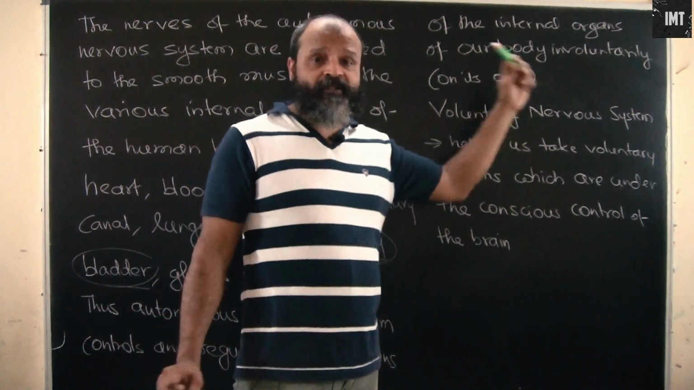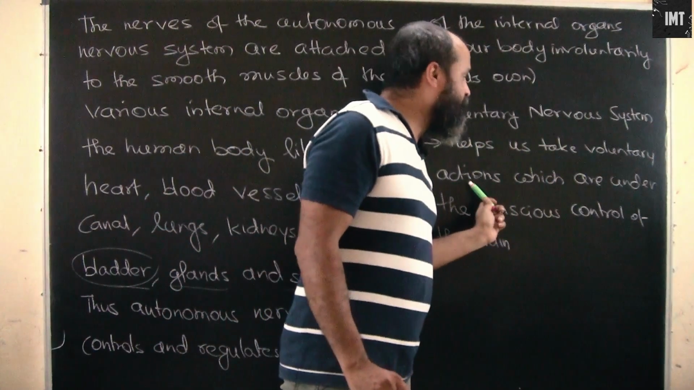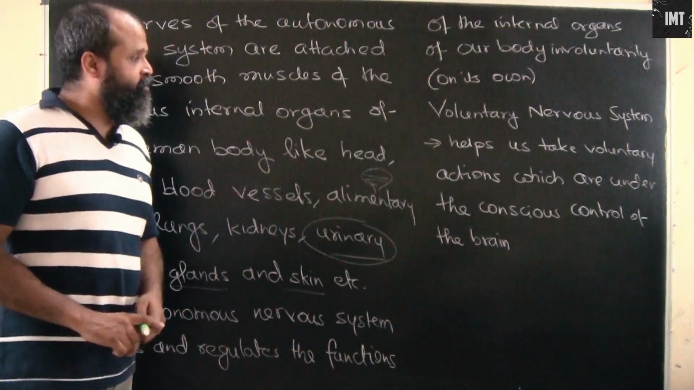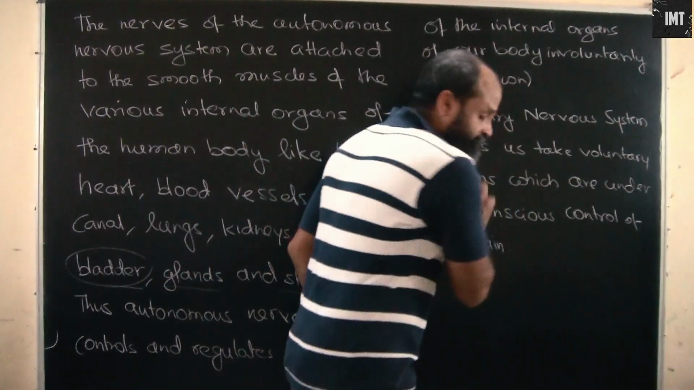Now, what is the voluntary nervous system? It helps us take voluntary actions which are under the conscious control of the brain. So this is the voluntary nervous system which helps us.